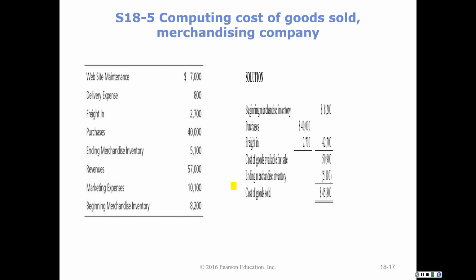It gives you a list of costs and asks you to compute the cost of goods sold, and a cost of goods sold for who? A merchandising company. All right, so think about the things that we just talked about. There's website maintenance. Is that part of the cost of managing our inventory? No. This is probably just going to be an administrative cost.